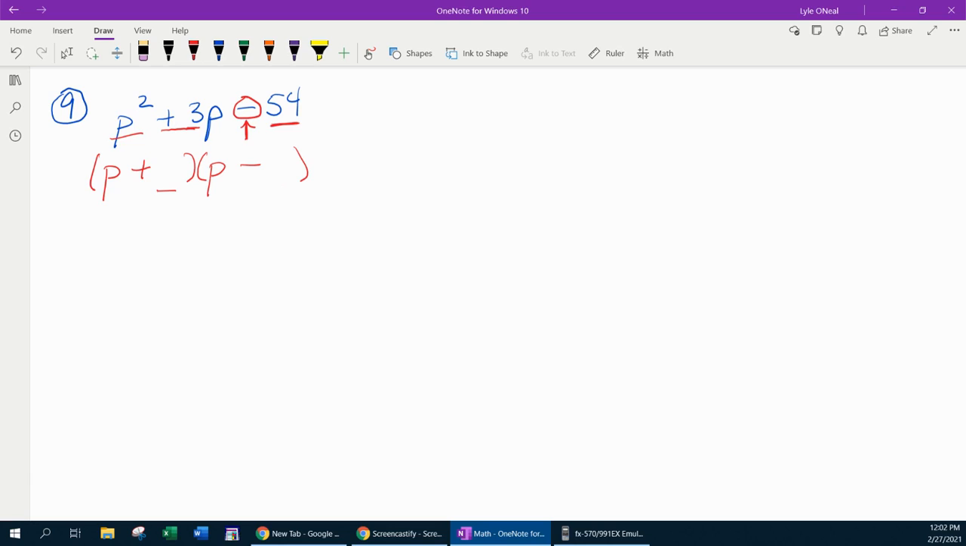So numbers that multiply to make 54 would be 6 times 9. And 9 minus 6 is 3. So this is going to have to be a 9 and a 6. Again, 6 times 9 is 54. Check. 9 minus 6 is +3. Do you see that it matters what order the 9 and the 6 go in? And that is factored completely.